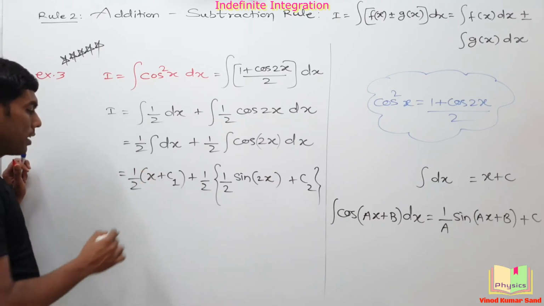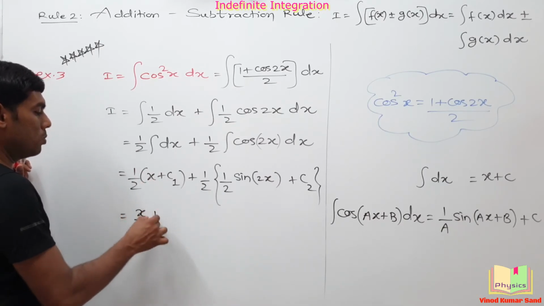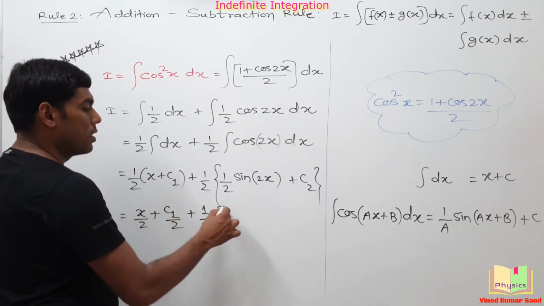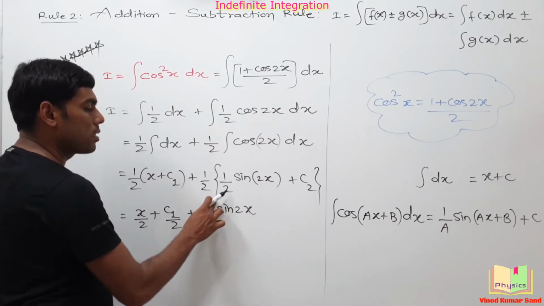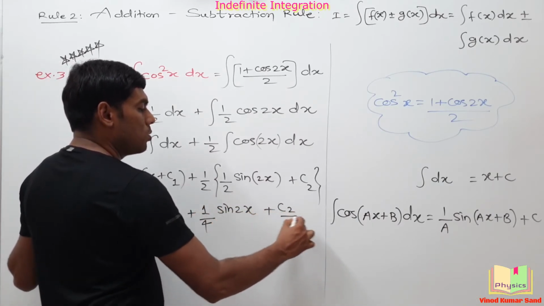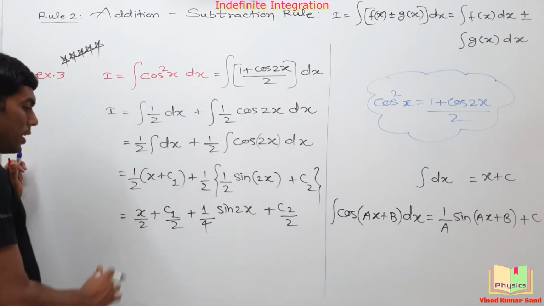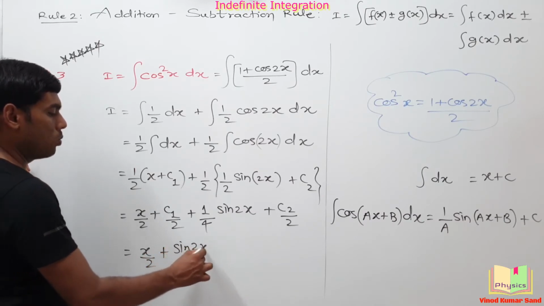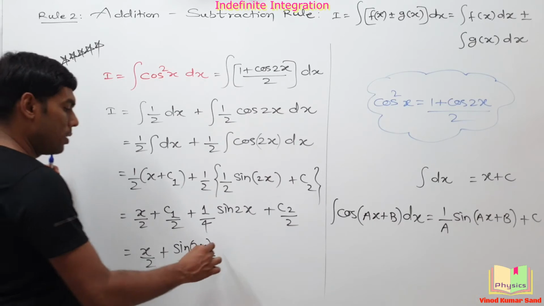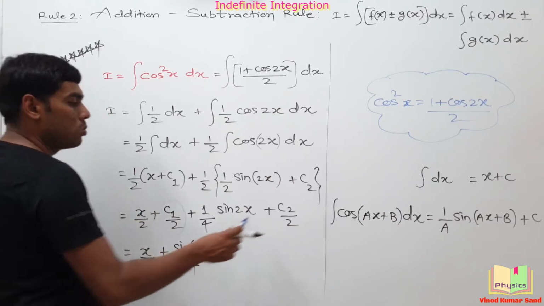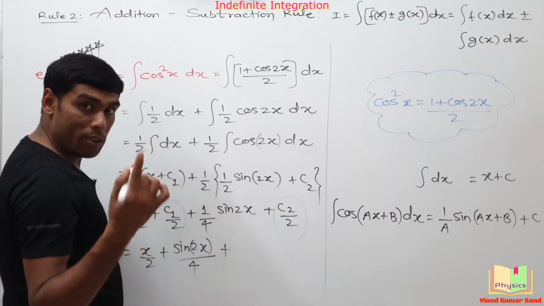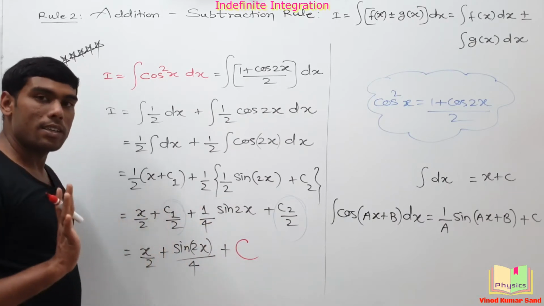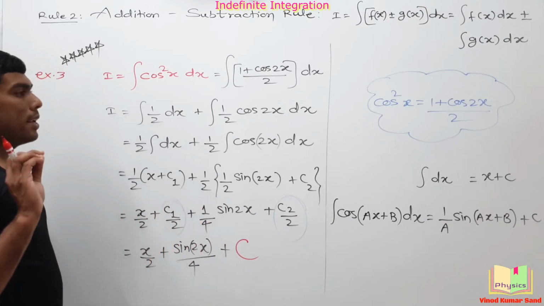Okay, simplifying it further, it is x by 2 plus c1 by 2 plus 1 by 4 sine 2x plus c2 by 2. Going further, x by 2 plus sine 2x divided by 4 plus c1 by 2 and c2 by 2. This can collectively be written as a constant. So instead of c1 by 2 and c2 by 2, I am writing c. Clear? This is also very important.